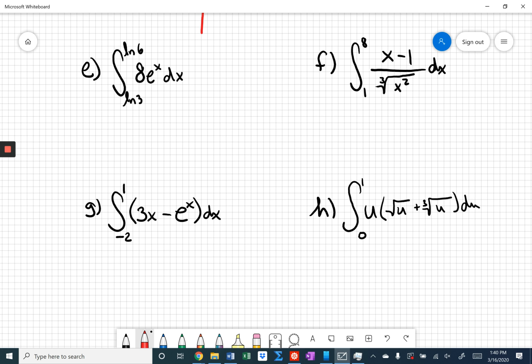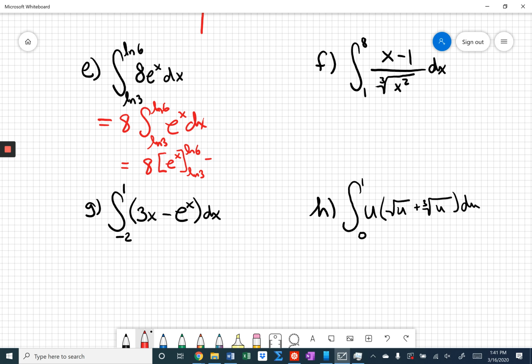Now, I'm going to go ahead and start working these things out. 8 here is a constant multiple, so we can rewrite this as 8 times the integral from the natural log of 3 to the natural log of 6 of e to the x dx. And then we should know the antiderivative of e to the x is just itself, e to the x. So this is going to be 8 times e to the x evaluated from the natural log of 3 to the natural log of 6.